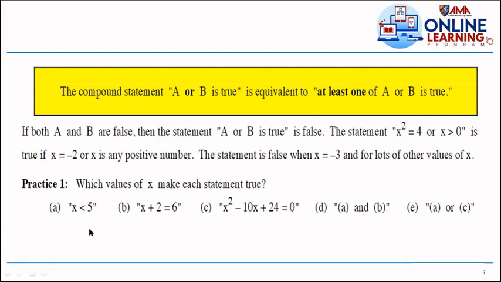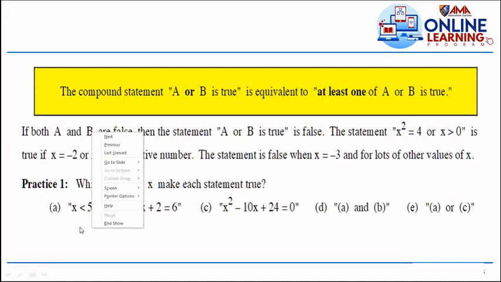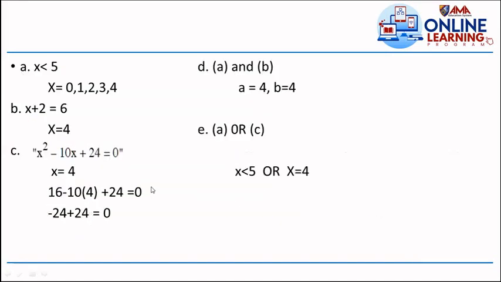Okay, so we're going to check your answers. We have x is less than 5. To make the statement true, we're looking for the numbers which are less than 5. So x should be equal to either 0, 1, 2, 3, and 4. These are the positive numbers less than 5. If you put 5 here, it is no longer less than 5, it is equal to 5. If you put 6 here, 6 is greater than 5. So that is our answer for statement A.